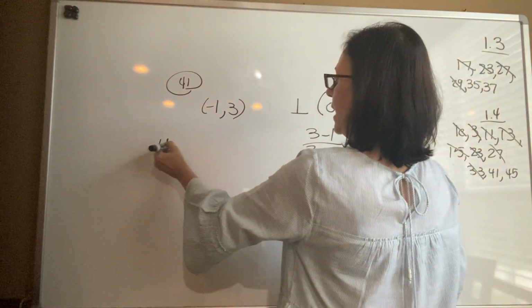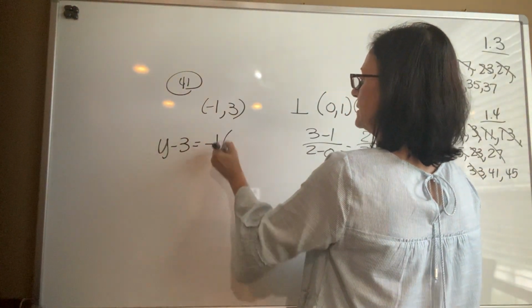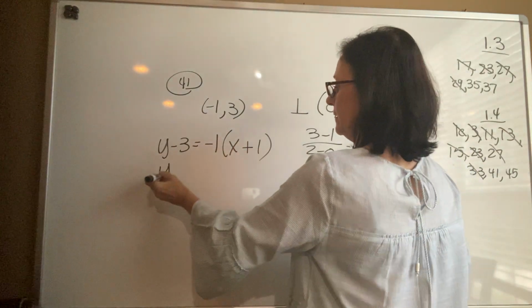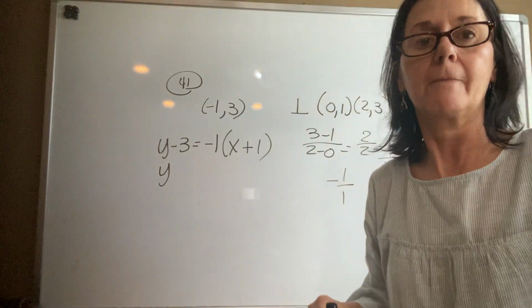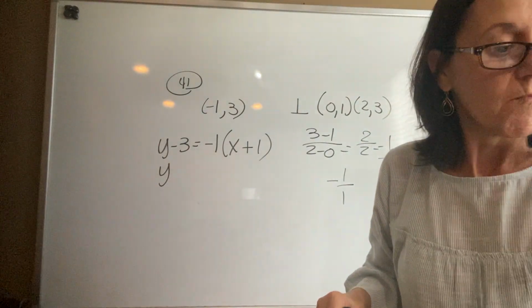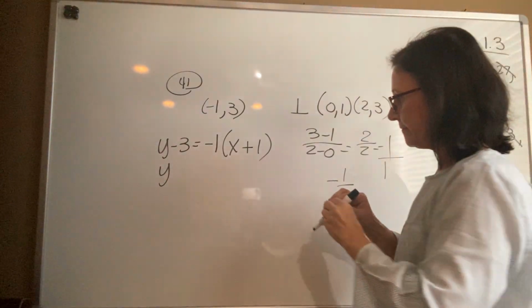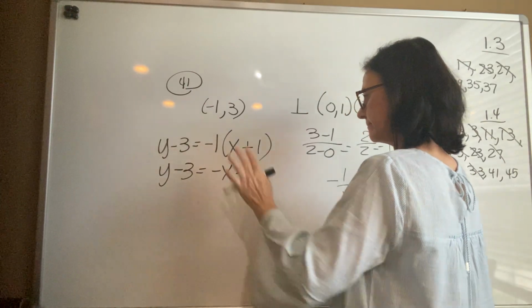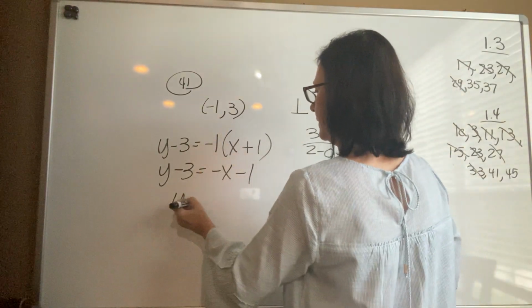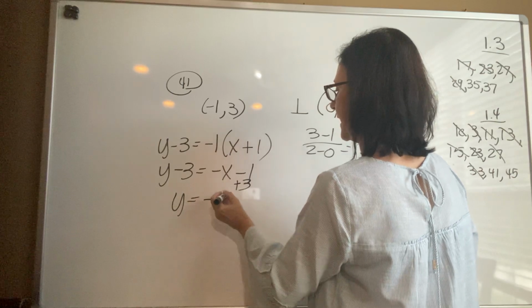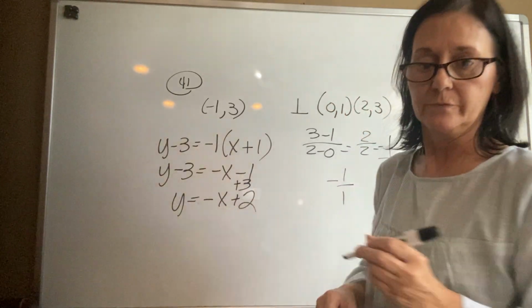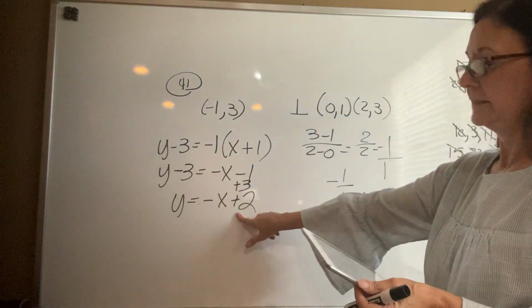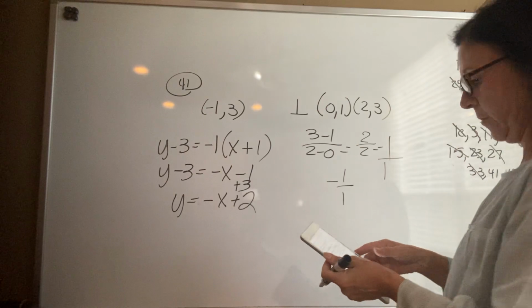All right, so we have y minus 3 equals negative 1 times x minus negative 1, or plus 1. All right, I'm going to take a sip of water. Wet my throat. y minus 3 equals negative x minus 1. I'm going to add my 3. So y equals negative x plus 2. That's the equation for number 41.